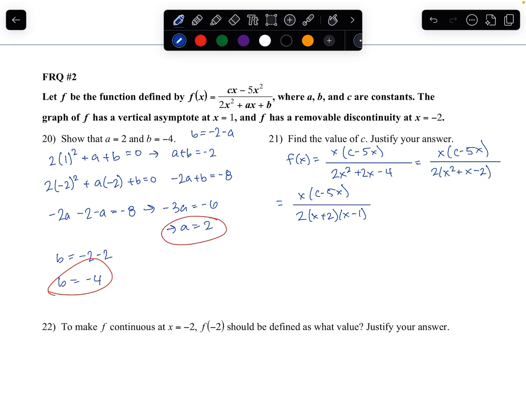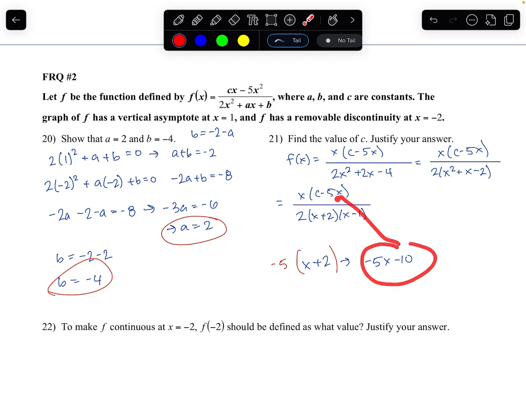So in that case, what if we just said we have x plus 2? Let's just take this right here, and let's say that we multiply it by -5. So if I multiply this by -5, I would get -5x minus 10, which would be this right here. That's how they would cancel out.